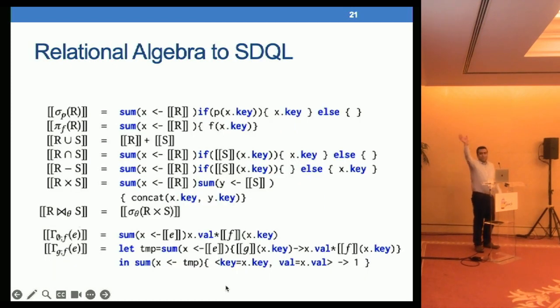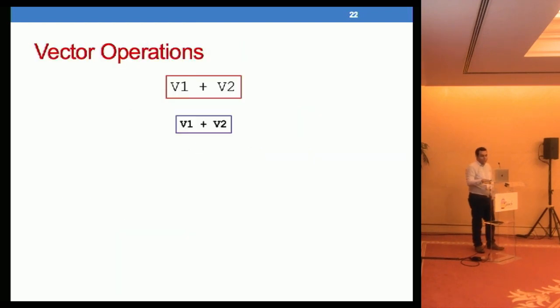So this is a fancy figure that shows that, believe me, we are capturing the translation of all relational algebra operators. And similarly, we can capture the vector operator translation.